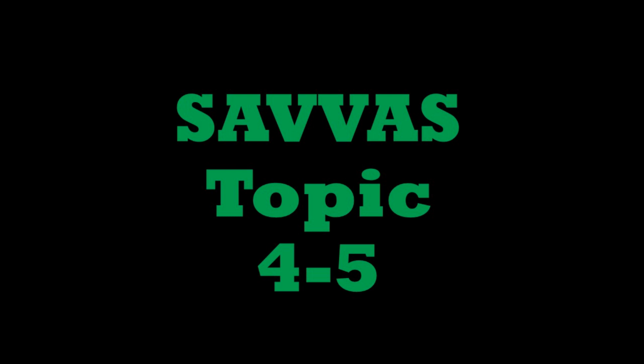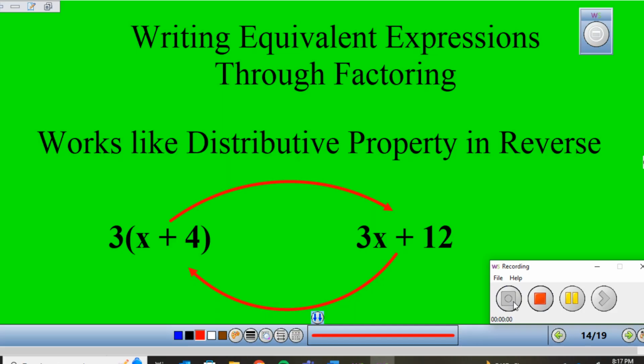Topic 4-5. Welcome back, students. Now that we're at the board, we're going to look at writing equivalent expressions through factoring. It works like distributive property, just in reverse. In topic 4-4, we looked at how to get from 3 times x plus 4 to a two-term expression, 3x plus 12. That happened by multiplying 3 times x and 3 times 4, and that gave us 3x plus 12. Now we're going to look at how to do it in reverse.